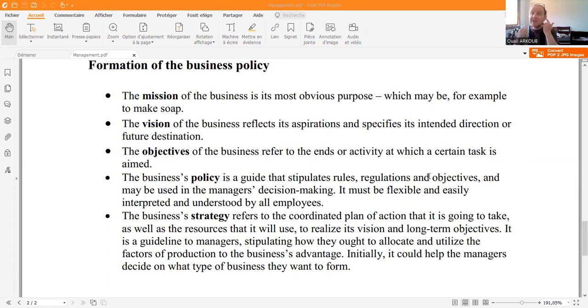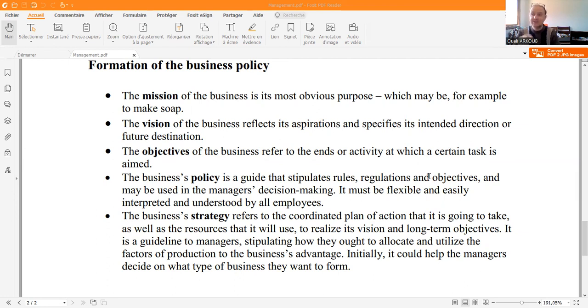After the mission, we have the vision. The vision of the business, of the organization, of the enterprise reflects its aspirations and specifies its intended direction or future destination. Every organization must have a clear vision, or strategic vision. Objectives: the objectives of a business refer to the ends at which a certain task is aimed. To reach my objective, to reach the objectives of the organization.